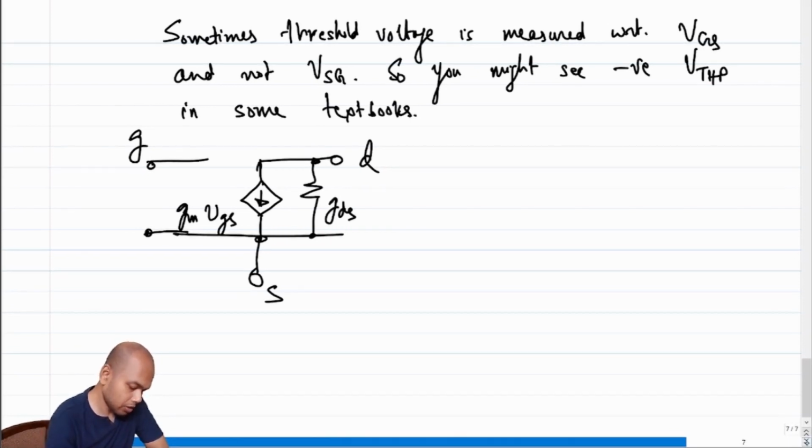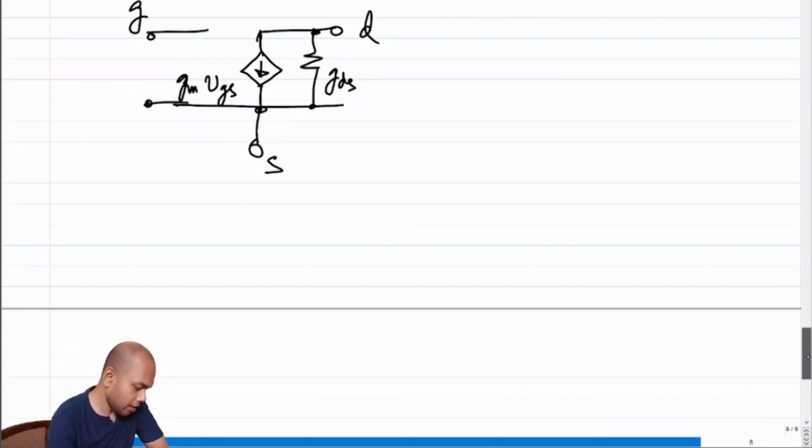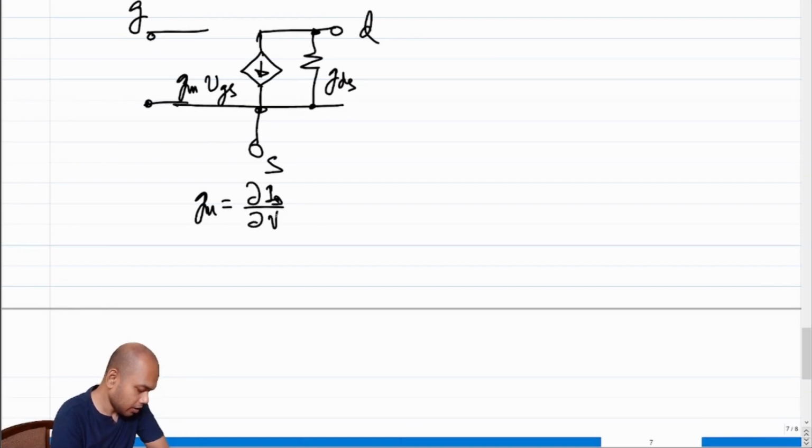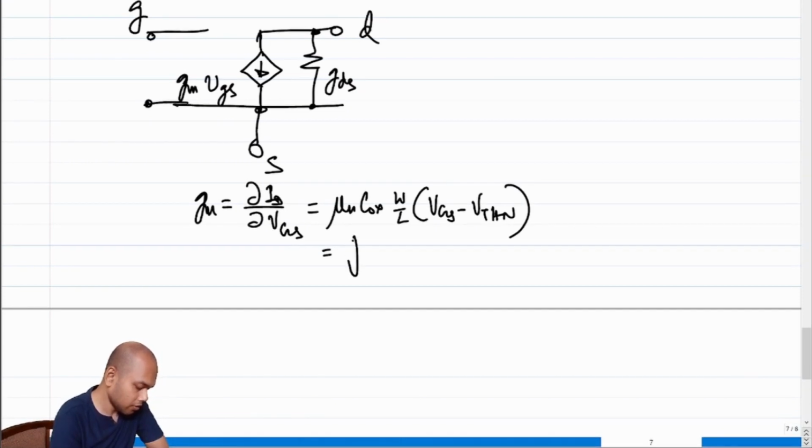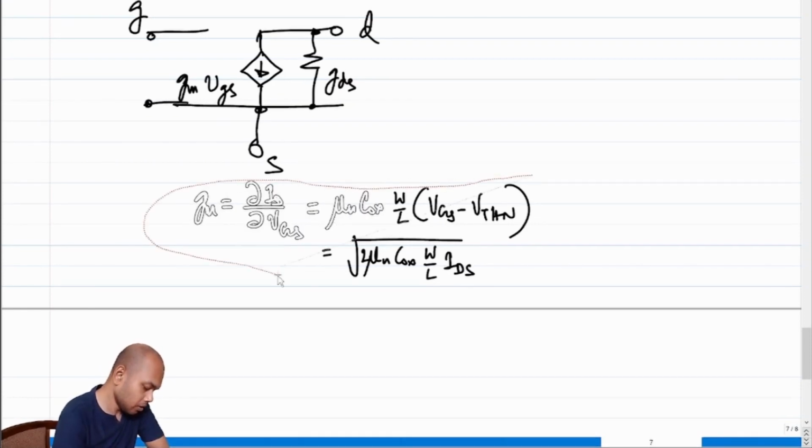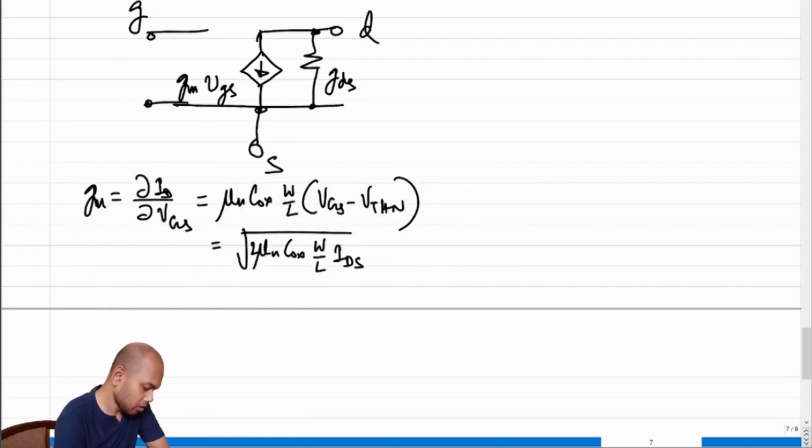This is in case of an NMOS, and we refer to gm as dou ID dou VGS, and we get the multiple expressions, right? Mu n Cox W over L times (VGS minus threshold voltage), or twice mu n Cox W by L times IDS. Okay.